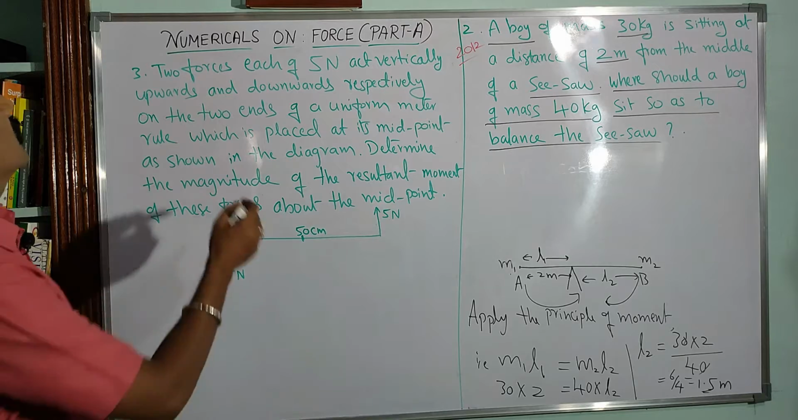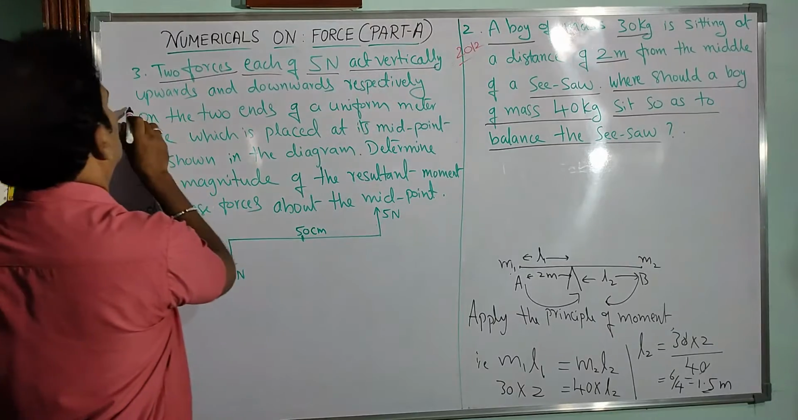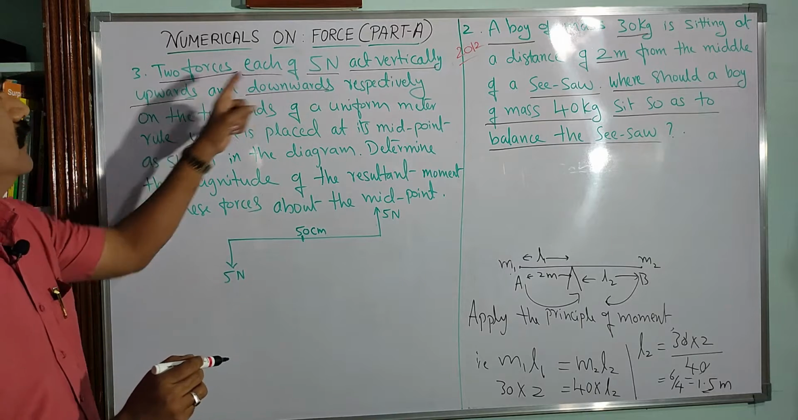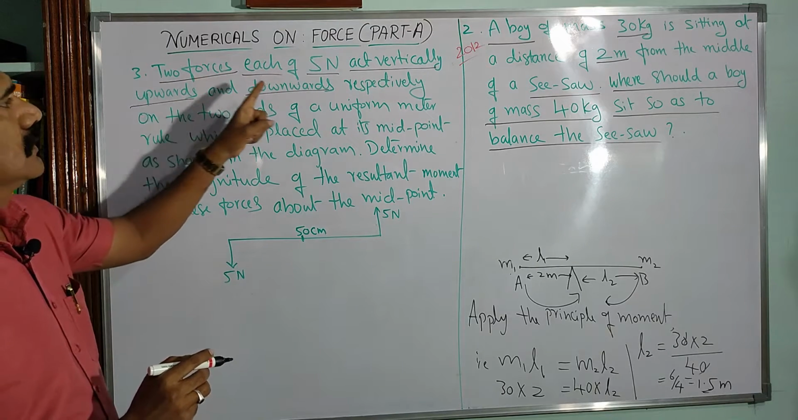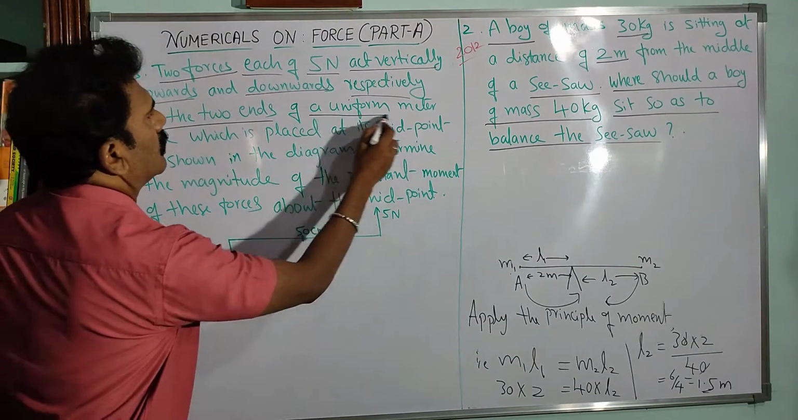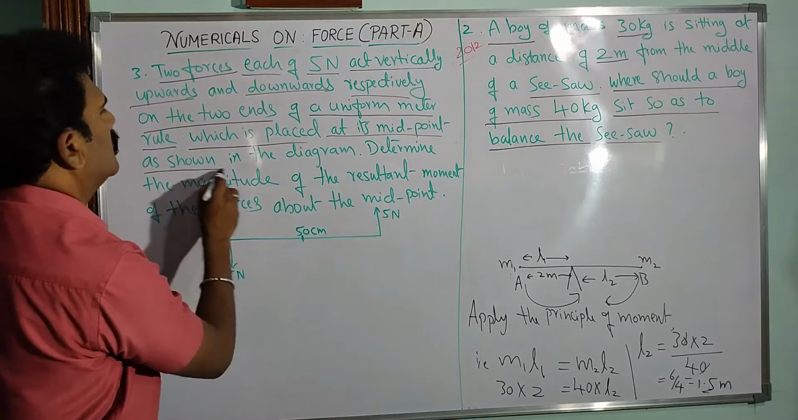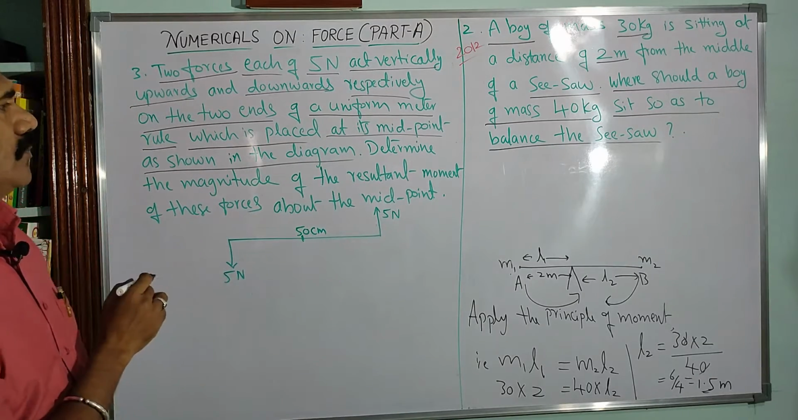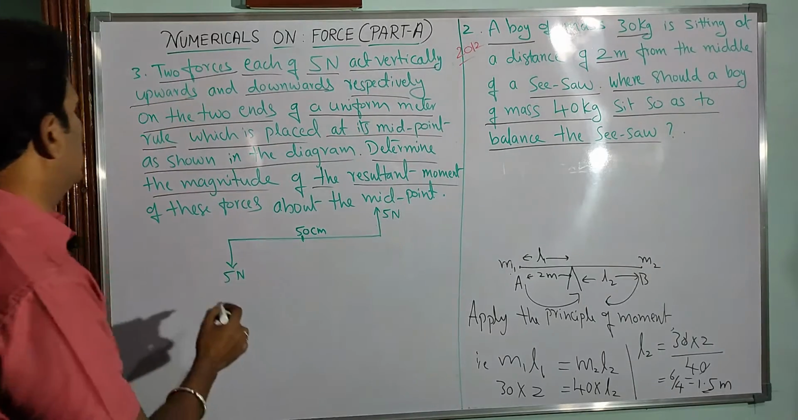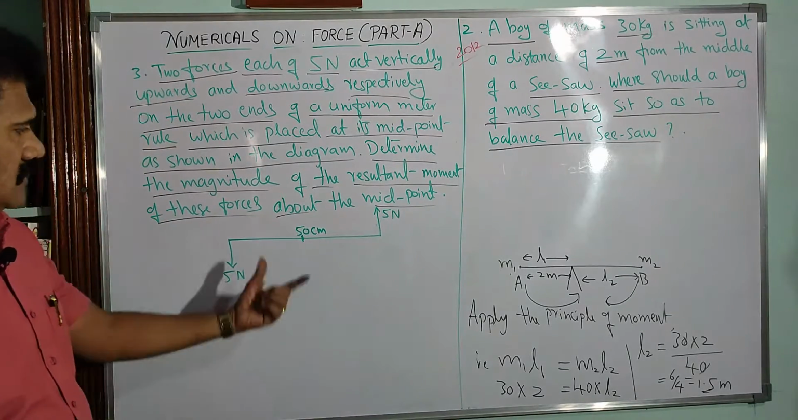In the next problem, it is asked to calculate: two forces each of 5 Newton act vertically upwards and downwards. Each force is 5 Newton, acting vertically upward at one side and downward at the other side, respectively on the two ends of a uniform meter rule, which is pivoted at its midpoint as shown in the diagram. The diagram is also given in the problem. Determine the magnitude of the resultant moment of the forces about the midpoint.